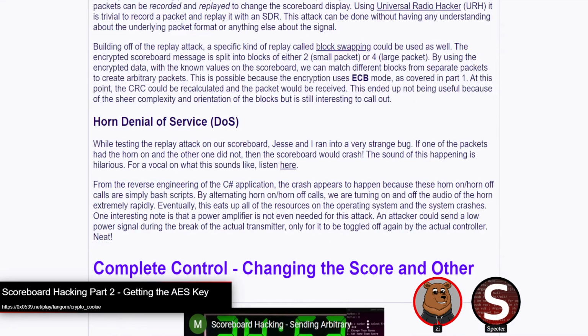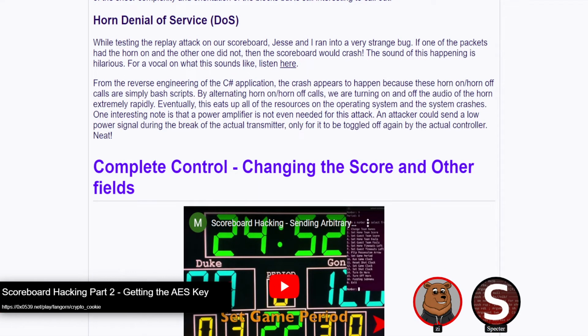There was a horn denial of service, so he could cause the scoreboard's horn to go off. I believe they're sending on and off repeatedly. That seems to be the implication here by alternating horn on, horn off calls. They were turning off the audio system rapidly, leading to a resource exhaustion and denial of service that way. But earlier on, they say if one packet had horn on, one did not. So I'm not sure if this happens after just one, or if it is spamming it. I believe it's spamming because that seems to be how the rest of it goes.